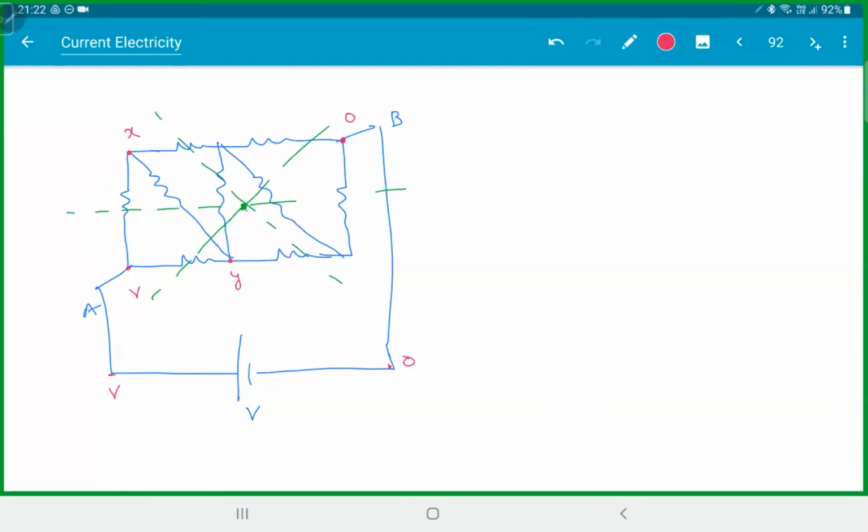So if you take this as X, this potential difference and this potential difference should be the same. If that is X, this will be V minus X. If this is Y, this should be V minus Y. The potential difference across this resistor and the potential difference across this resistor should be the same. Everything diagonally will look identical. Please check. Is this making sense?